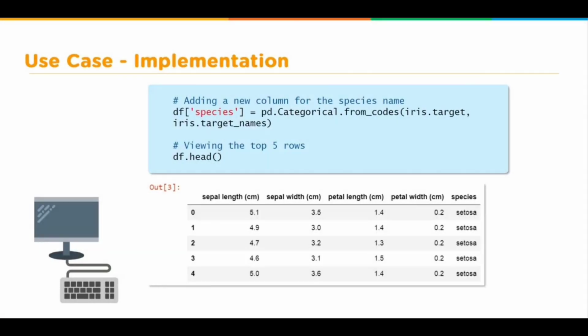Adding a new column for the species name: df['species'] = pd.Categorical.from_codes(iris.target, iris.target_names). Viewing the top 5 rows, it will show the top 5 rows from the dataset.